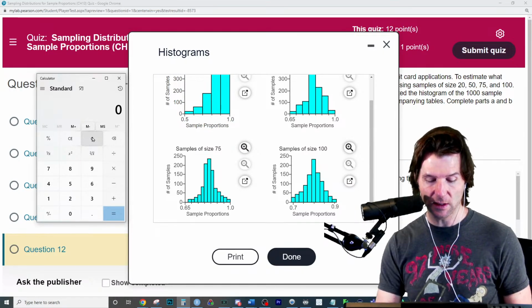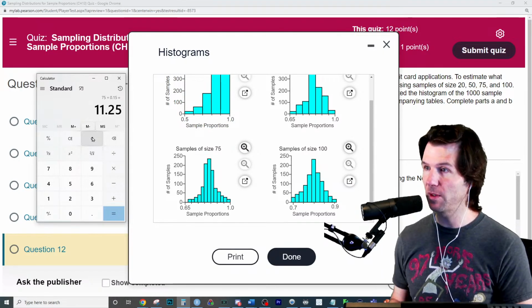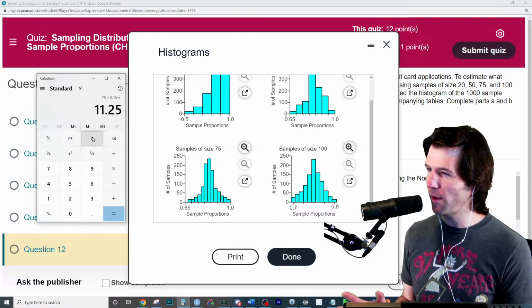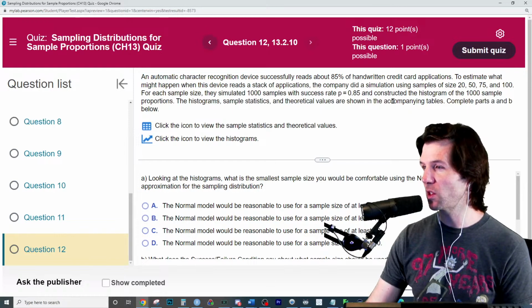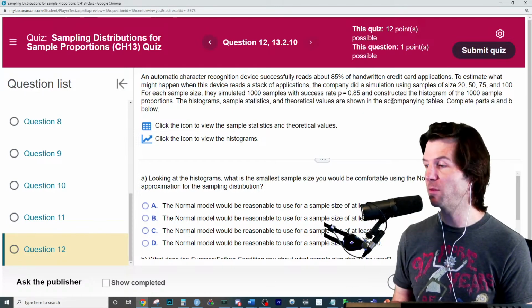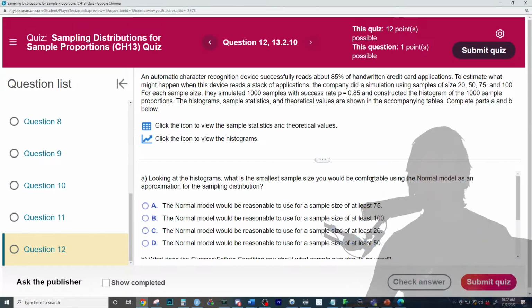That's at least 10 successes. 75 times 0.15, at least 10 failures. So 75 might be the right answer. We'll see what they say about this. Let's see how they're talking about it. It passes for 75 and it fails for 50 because half of 15 is 7.5. So let's see what they say.